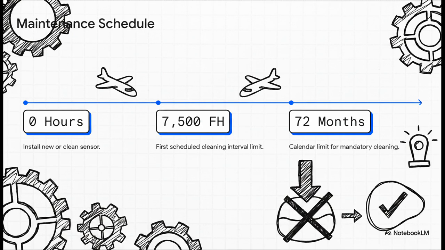Adhering strictly to the Airbus engineering intervals is vital. After a fresh installation or cleaning at 0 hours, the absolute limit for the very next mandatory cleaning is 7,500 flight hours, or a calendar limit of 72 months, whichever comes first. By strictly enforcing this timeline based on our FMEA data, we significantly lower that occurrence score, dragging that massive 189 RPN way down to a safe, manageable level.